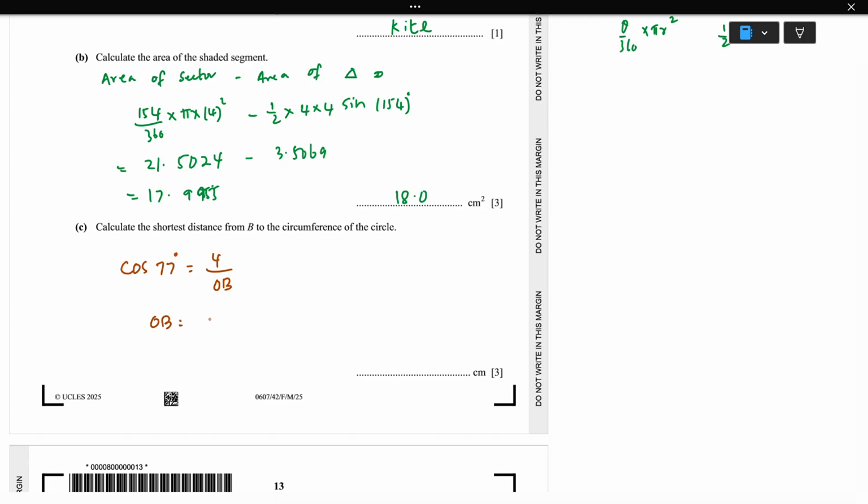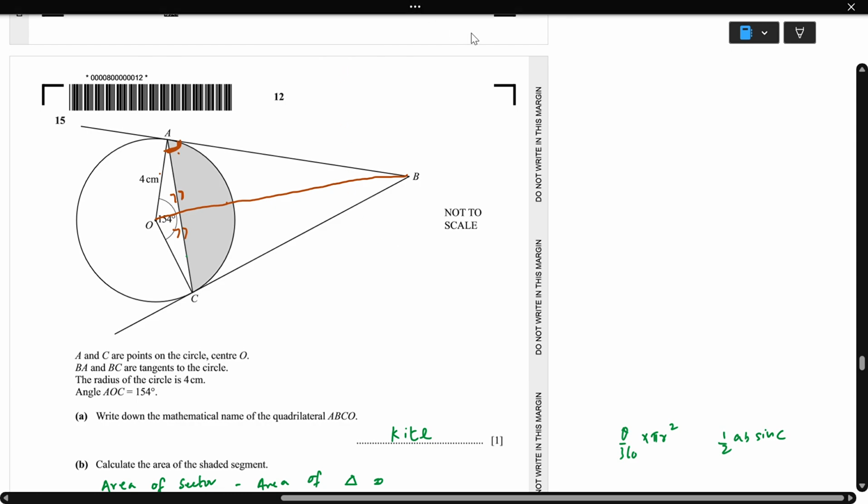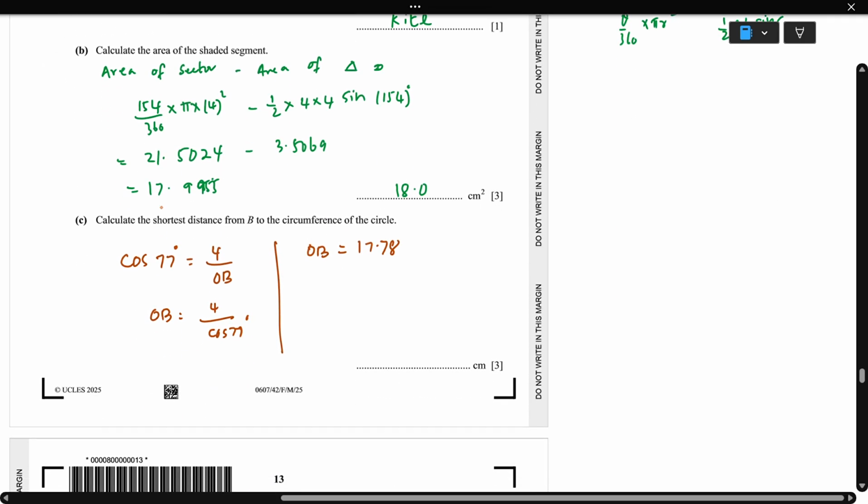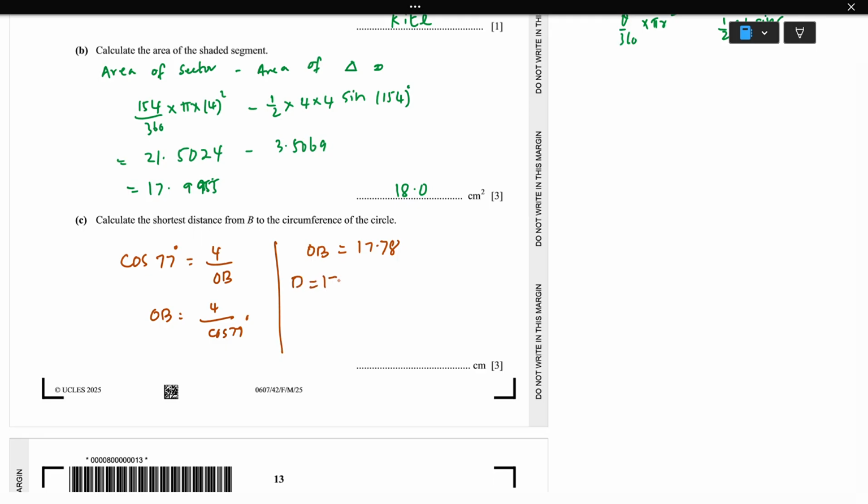So OB equals 4 divided by cos 77 degrees, which is 17.78. We got the entire length of OB, but we want only the length from here to here. That means we need to take away the radius, 4. So the shorter distance equals 17.78 minus 4, which is 13.78. When we round to 3 significant figures, we can write 13.8 as the answer.